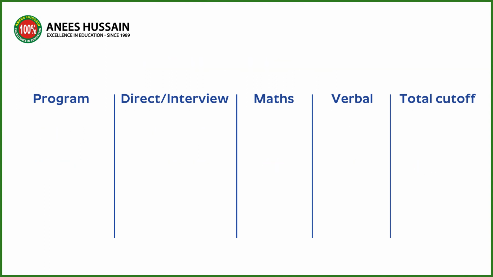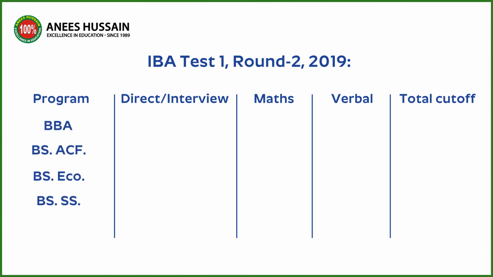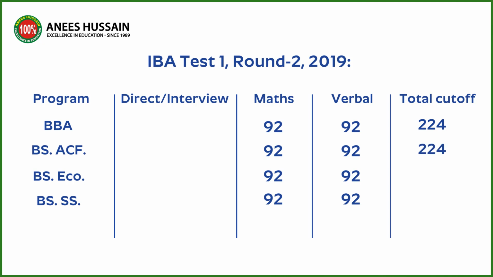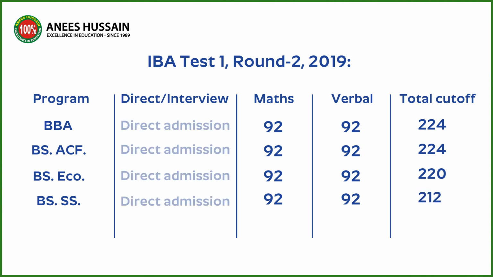Now the round 2 cutoffs for the first test, which was for BBA, BS Accounting and Finance, BS Social Sciences and BS Economics. The math cutoff for all of these tests was 92, and the verbal cutoff for all of these programs was also 92. However, the total cutoff for BBA was the highest, which was 224, followed by BS Accounting and Finance, which was 224, BS Economics was 220, and Social Sciences was 212. These were the cutoffs for direct admission.